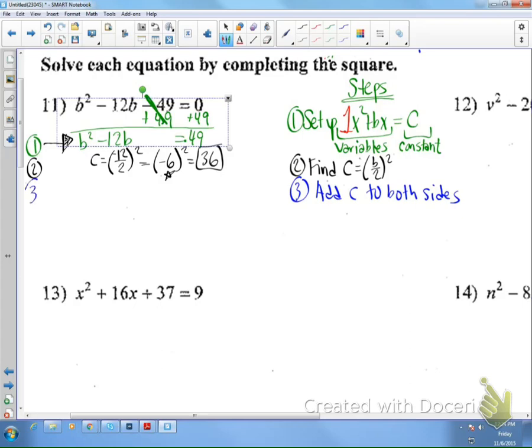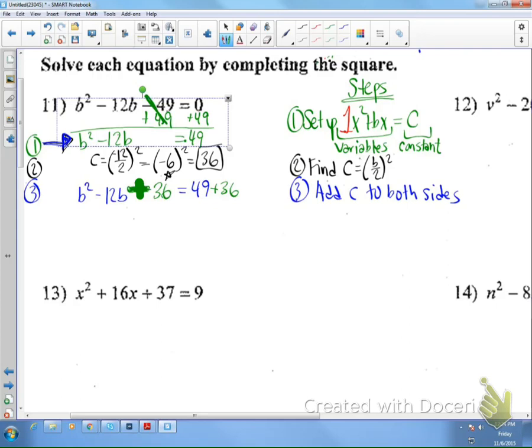That's step 3. When it's set up, I like to give myself an arrow so I remember where the setup was, because I'm going to rewrite the setup version. I'm going to leave a space, and then I'm going to add C to both sides. And C was positive 36. It's a plus. My marker got huge when I changed the color.